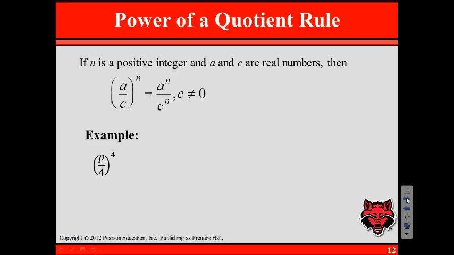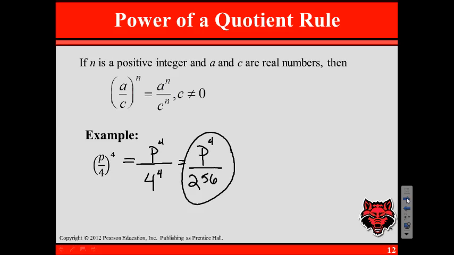So let's try that in this next example. We have p over 4, all raised to the 4th power. We can rewrite this as the numerator raised to the 4th power over the denominator raised to the 4th power. P to the 4th won't change, but remember, anytime we have a number raised to a power, we want to simplify that. 4 to the 4th power will become 256. And there's no more simplification that can be done.